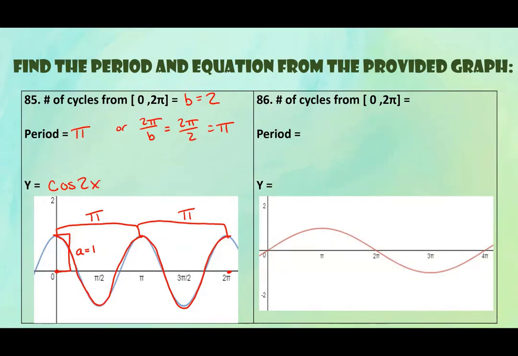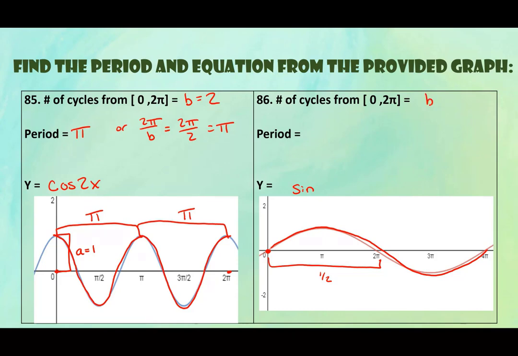Okay, so now let's look at number 86. So first thing we know here is that this goes through the origin, so we're looking at a sine function. Okay, how many cycles are from 0 to 2 pi? Well, from 0 to 2 pi, it doesn't complete a full cycle. It actually only completes half of a cycle. So that means that our b is actually 1/2. We can look at the graph to see that our full period takes 4 pi radians to complete. So our actual period is 4 pi.